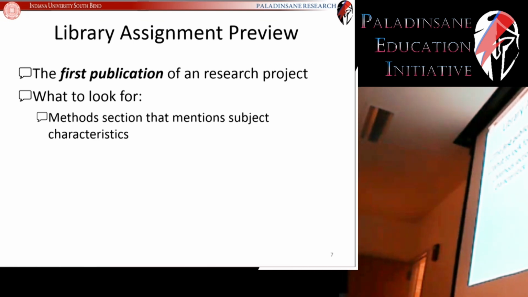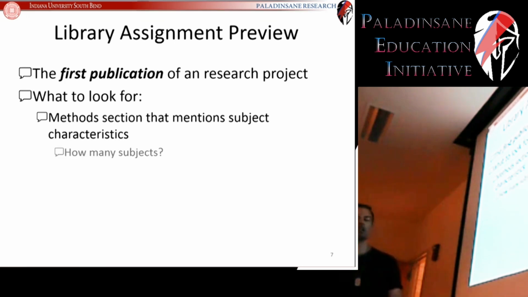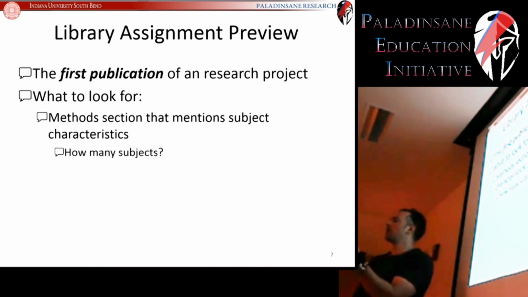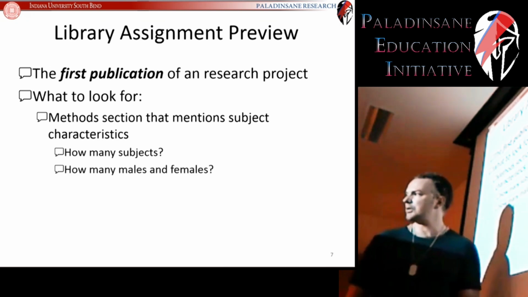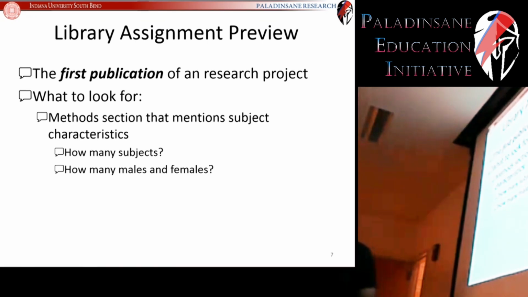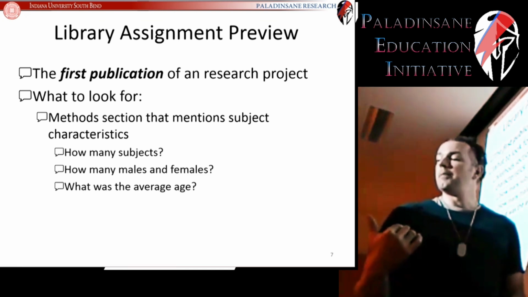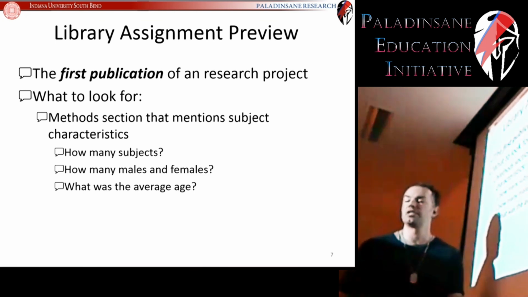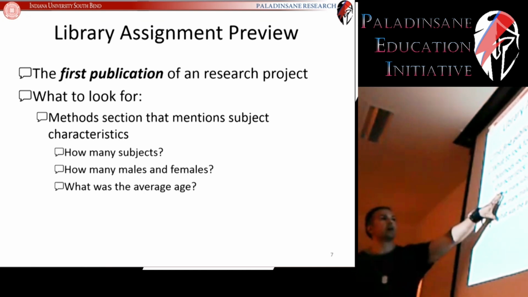If you find a methods section, then you also have to check, does it say something about the subject characteristics? Does it mention how many subjects? We ran 62 subjects. We tested 142 subjects. Does it mention the number? Does it mention how many male and female subjects? 42 males and 87 females participated in this experiment. Does it mention what their average ages were? The average age of 26 and a half, average age of 7.2 years old. That's what you're looking for.